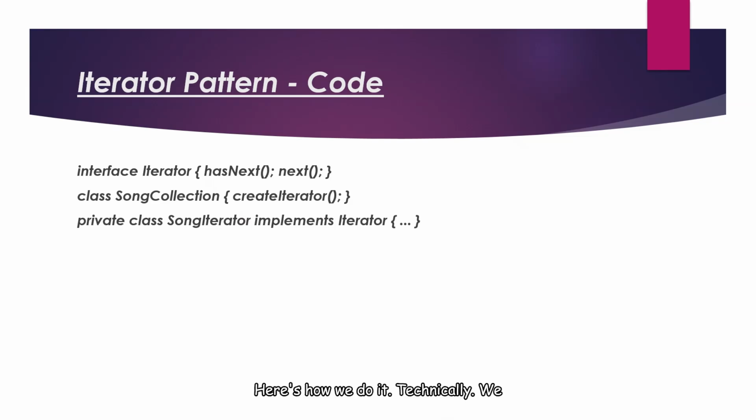Here's how we do it technically. We define an interface called iterator with two methods, hasNext to check if there are more elements and next to fetch the next item. Then any collection like a song collection can provide its own implementation of iterator. This way the user can navigate through the songs without worrying about whether it's stored in a list, a queue, or anything else.